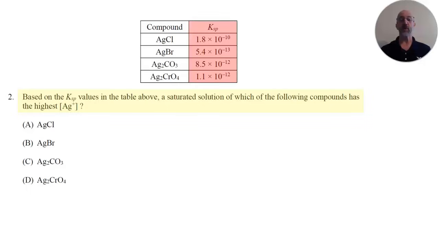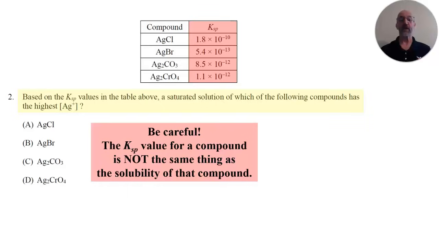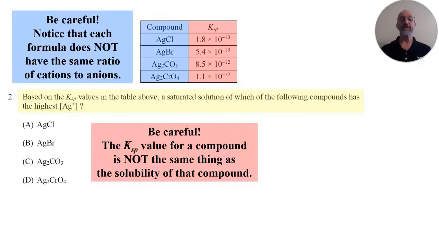Now, we are given a table with 4 different KSP values, but you should be careful. The KSP value for a compound is not the same thing as the solubility of that compound. And each of these compounds does contain silver in its formula, but be careful, notice that each formula does not have the same ratio of cations to anions.